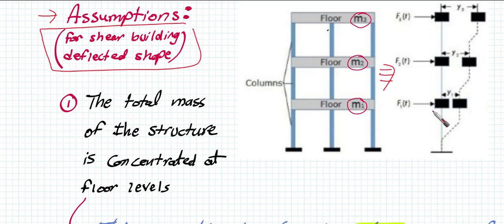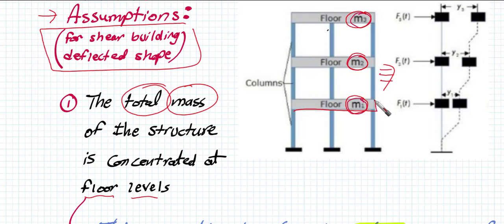So assumption number one, related to the shear building, is that the total mass of the structure is concentrated at floor levels. This is number one. Take care of the word total: the total mass of the structure is concentrated at floor levels. This means that we assume that the masses represented by the floors are considered to be the total mass of the structure.